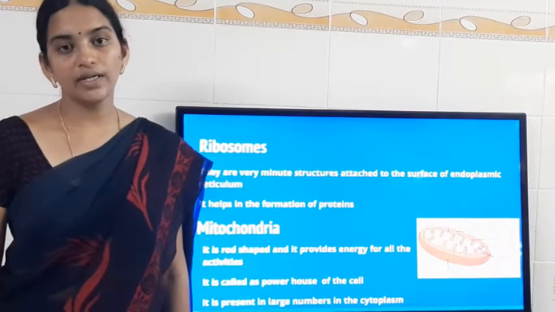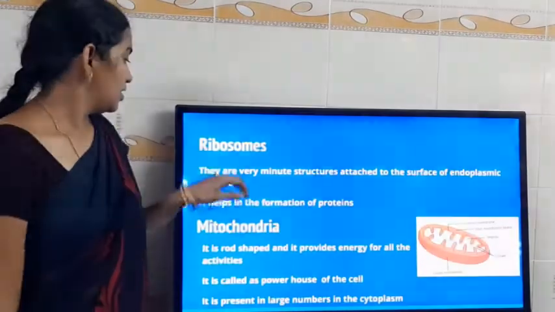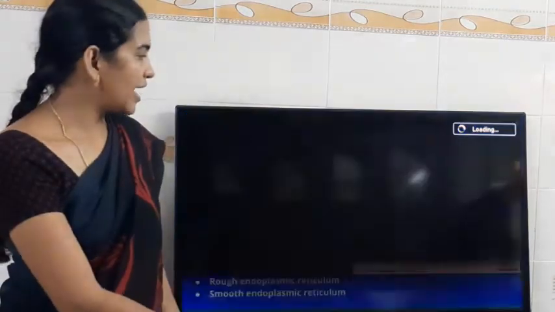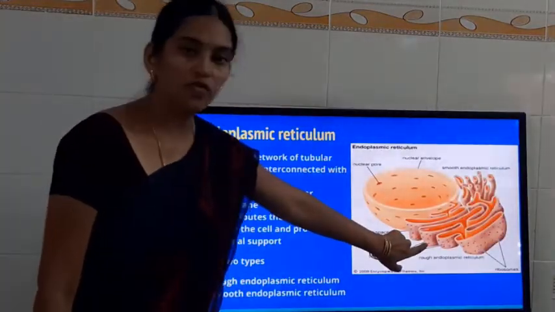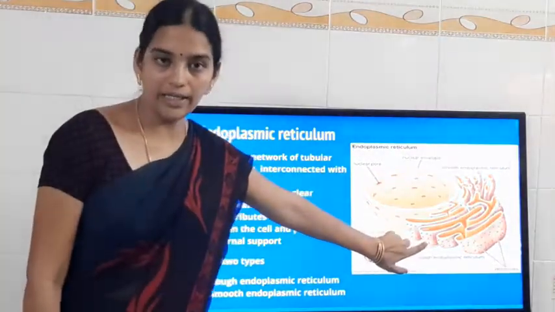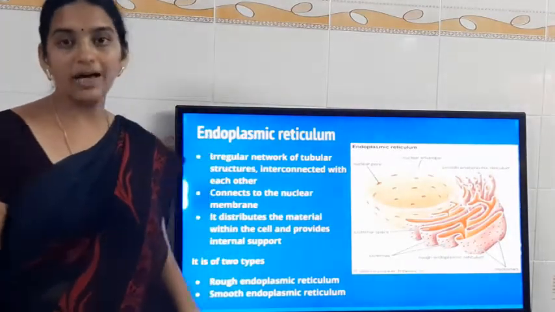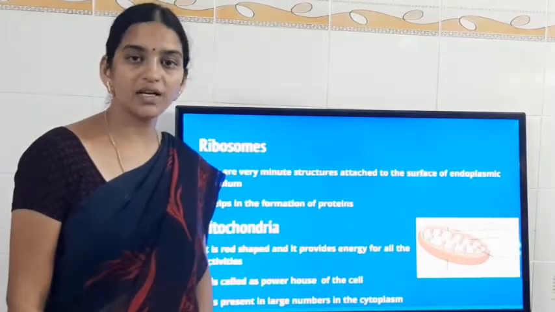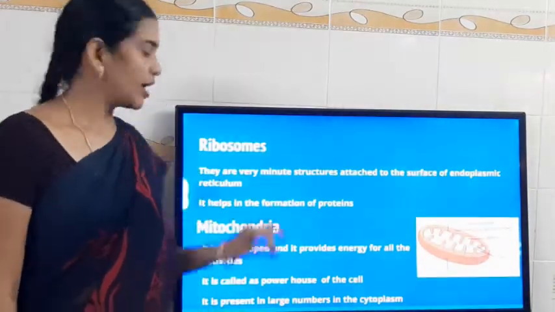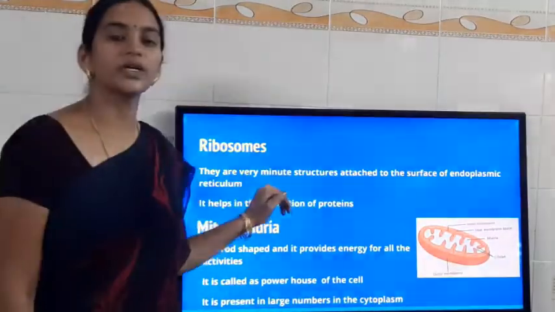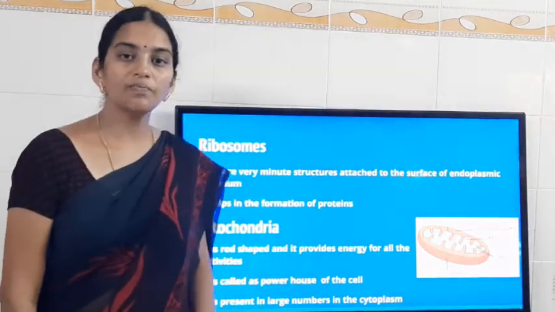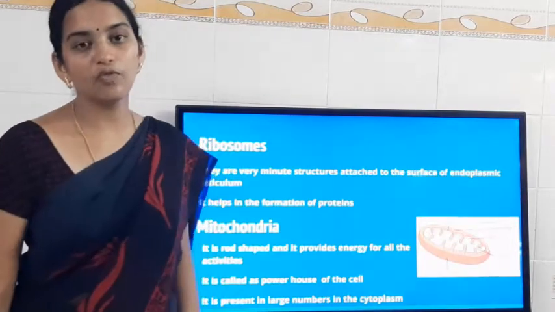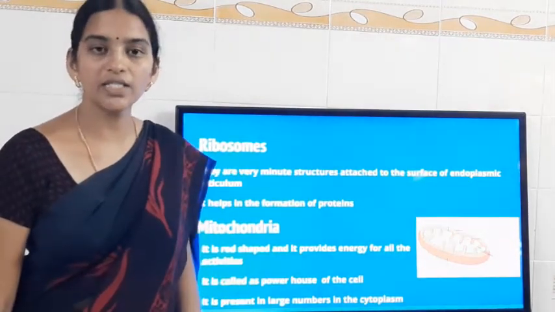The next organelle is ribosomes. They are very minute structures which are attached to the surface of endoplasmic reticulum, and they do not have any membrane, but they help to synthesize proteins.